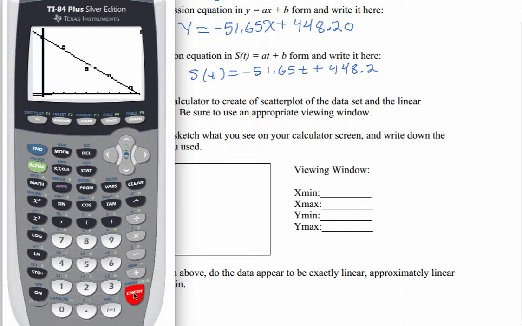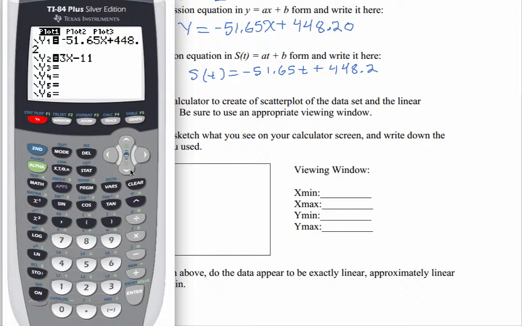Notice since I did the store regression equation, it actually plotted the regression equation right on top of my scatter plot. Now, if you did not see the regression equation there, then you need to manually come back into your y equals and enter into y1 the negative 51.65x plus 448.2. If you notice, I also happen to accidentally still have another graph on here. Let's get that out of there because that showed up on my scatter plot, and I don't want that in there. So if you have something in y2 or any of the remaining y equals, you might want to clear those out before you do your graph.